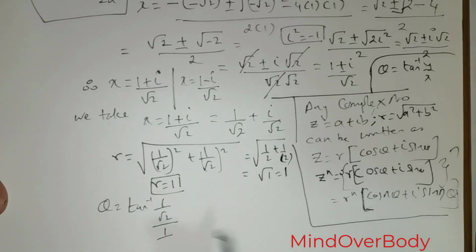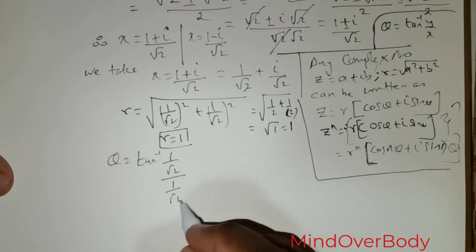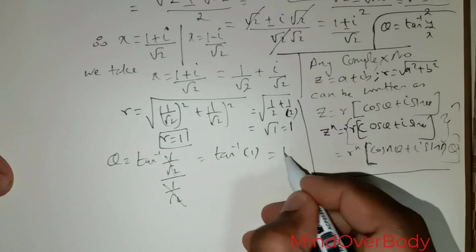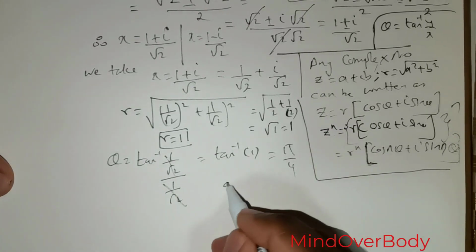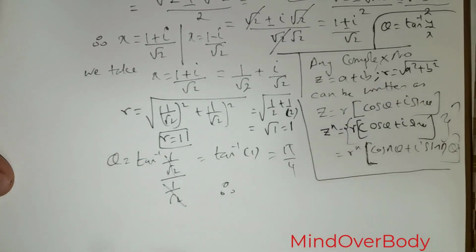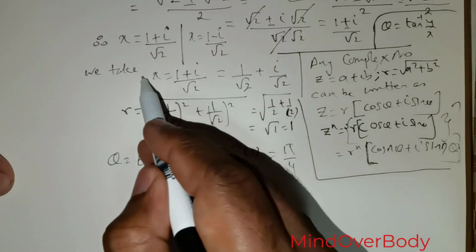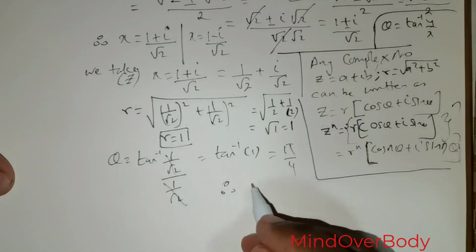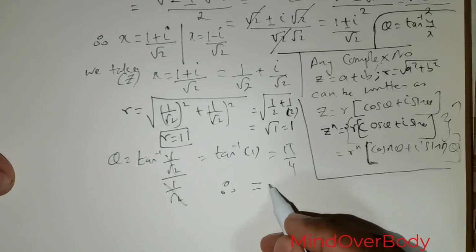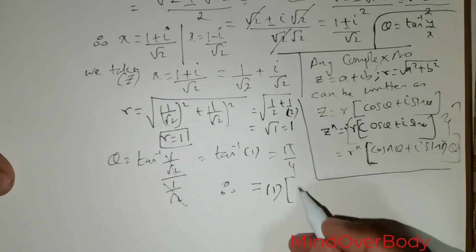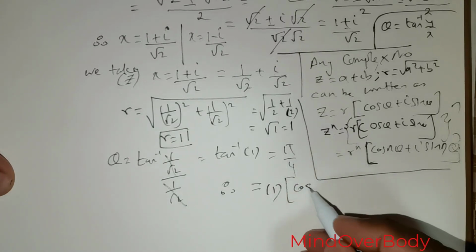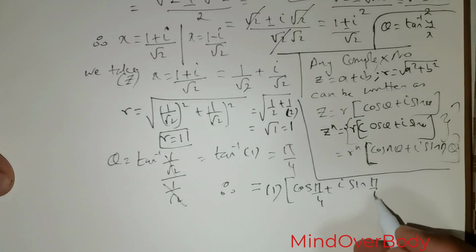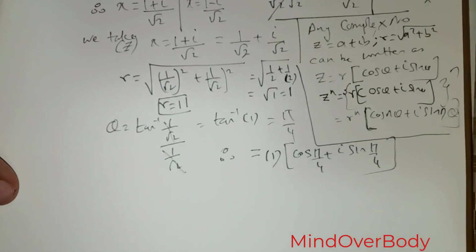That has to be divided by 1 over root 2. So both these things get cancelled, giving me tan inverse of 1, which is pi over 4. So therefore this complex number which we are talking about, this is actually z in disguise, is written as r, which is 1, times theta is pi over 4. So it's going to be cos pi over 4 plus i times sine pi over 4. So that is my x.